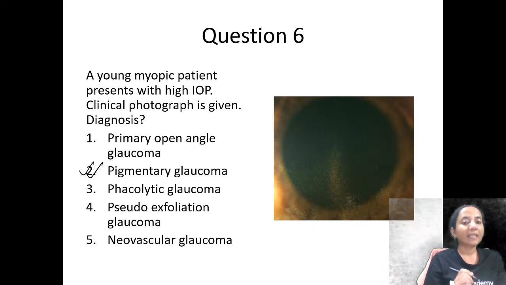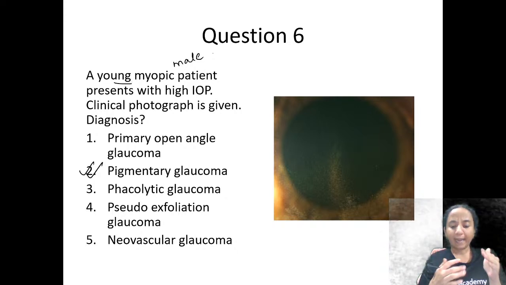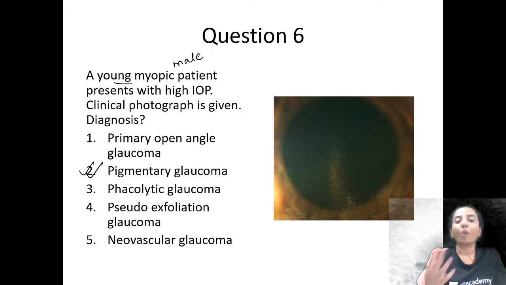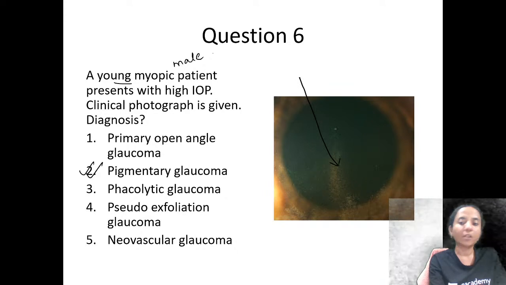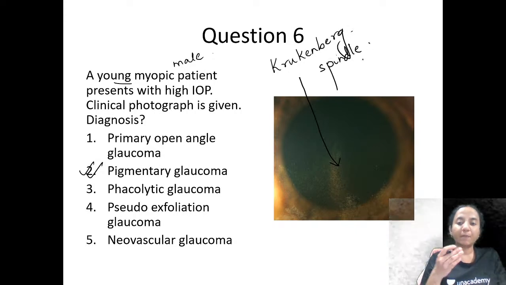Okay, now pigmentary glaucoma typically is described in young myopic male patients. Now here what happens is that the posterior iris epithelium rubs against the zonules and it loses its pigments. And these pigments get deposited in different ocular structures. One, they get deposited in the corneal endothelium. See, these pigments have got deposited on the posterior surface of the cornea. That's the corneal endothelium. Now this has a name. This is called the Krukenberg spindle. So deposition of the iris pigments on the endothelium of the cornea is called the Krukenberg spindle.